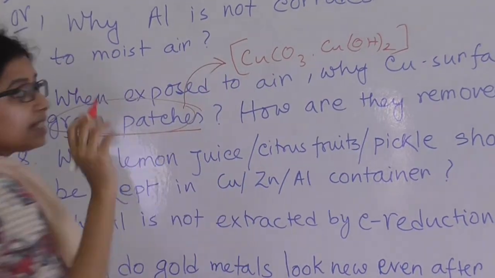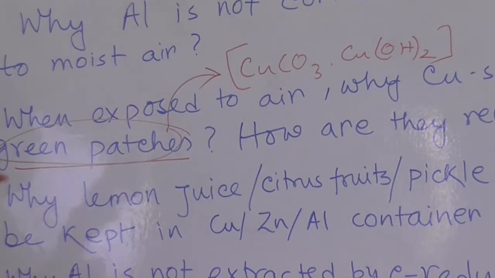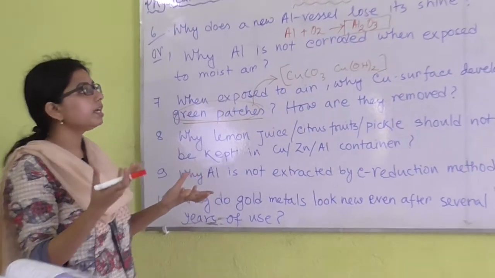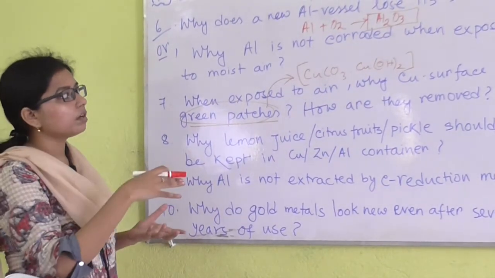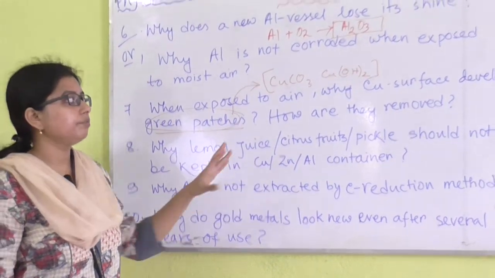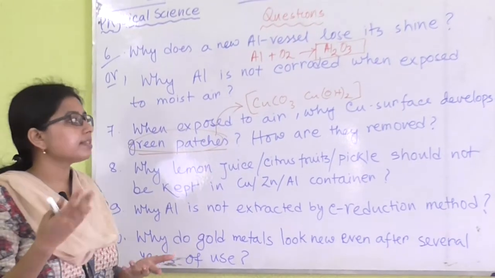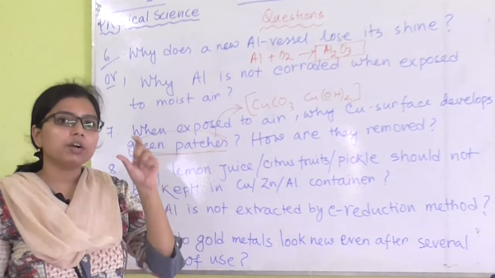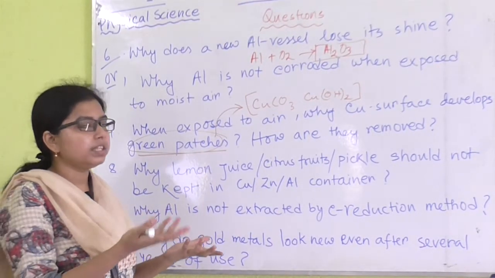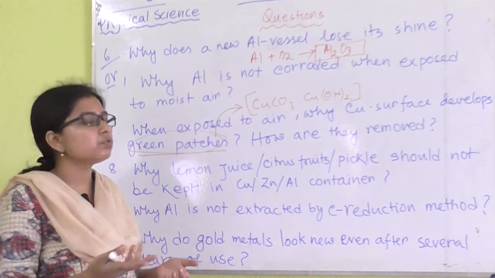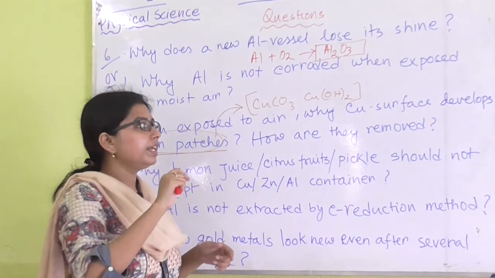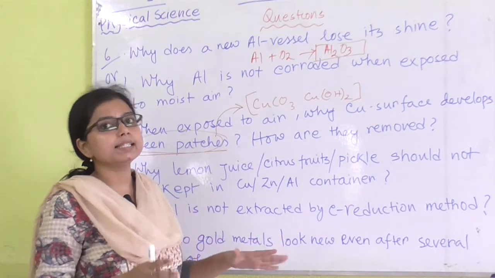Okay, so this basic copper carbonate is green in color, and that is why a patch of greenish layer is found over the copper surface. And how are they removed? Any kind of acid. We do not need hydrochloric acid or sulfuric acid, just the organic acids present in our domestic things, like lemon juice, like tamarind juice. If we rub the surface using those things, the green patches will easily be removed.